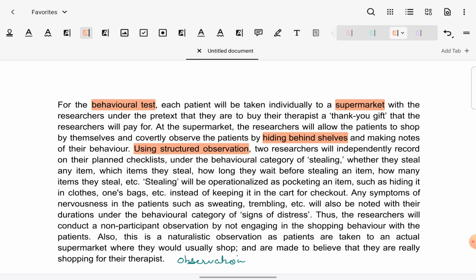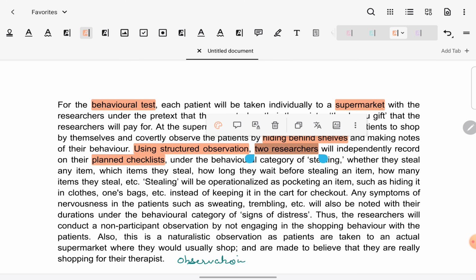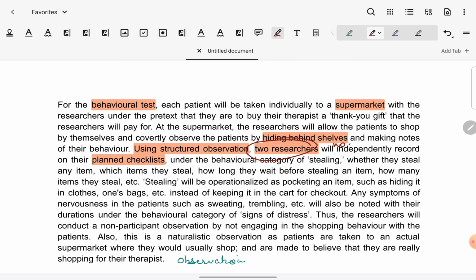So why is mine a structured observation? Because the observers, there are 2 of them. This is also important because they have asked for the number of observers in the syllabus. There are 2 of them who are going to independently record what the patients are doing at the supermarket with planned checklists. And the behavioral categories on those checklists are also compulsory to mention under structured observation. One category I have introduced is stealing, and the other is signs of distress. That is what they will be recording in a standardized way according to the checklist.